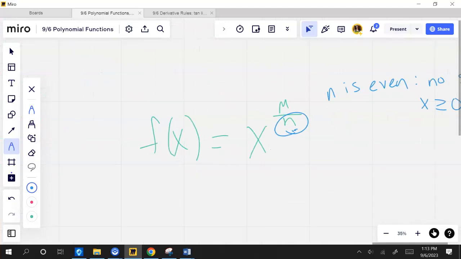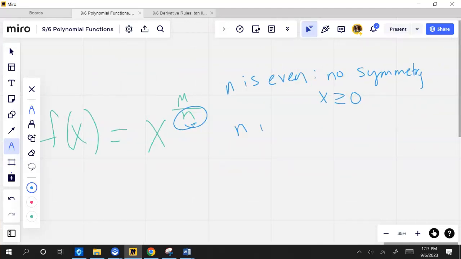So yep, if n is odd, it has rotational or odd symmetry. And x can be all real numbers.